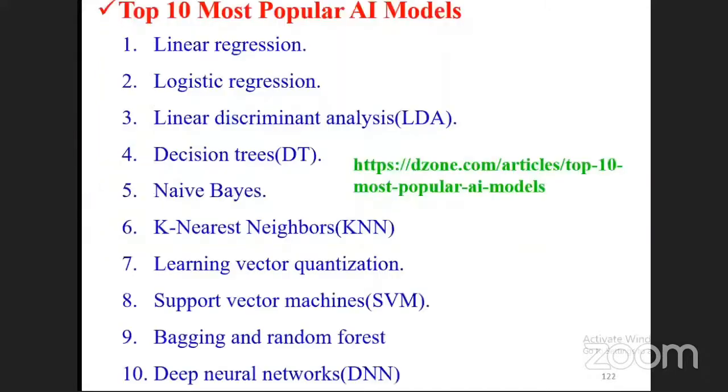These are the top 10 most popular AI models: linear regression, logistic regression, linear discriminant analysis, decision tree, naive Bayes, k-nearest neighbor, learning vector quantization, support vector machine. I am going to execute SVM and decision tree and a few more algorithms, bagging and boosting, deep learning, etc.